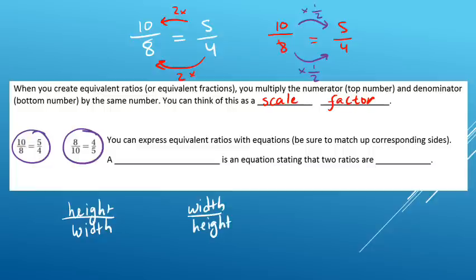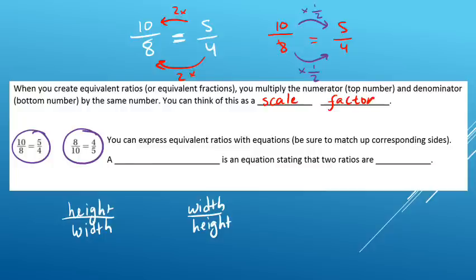Right? I could compare boys to girls or girls to boys. I just need to make sure that I keep things consistent when I set up my equivalent ratios. I want to make sure that I set up the same way on both sides. So again, you can express equivalent ratios with equations. That's what this equal sign in the middle of the equivalent fractions or equivalent ratios means.